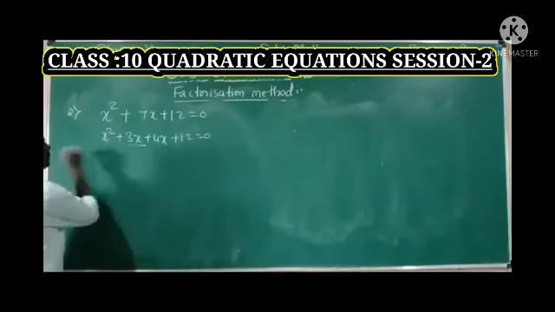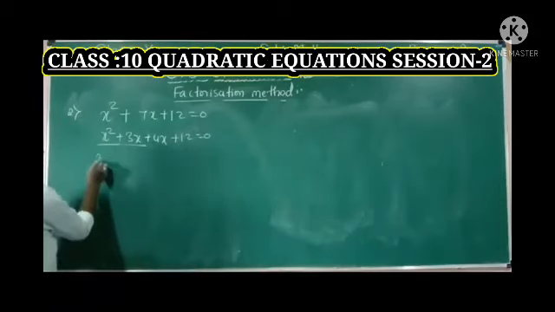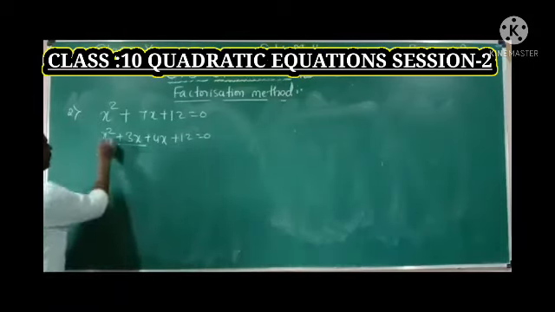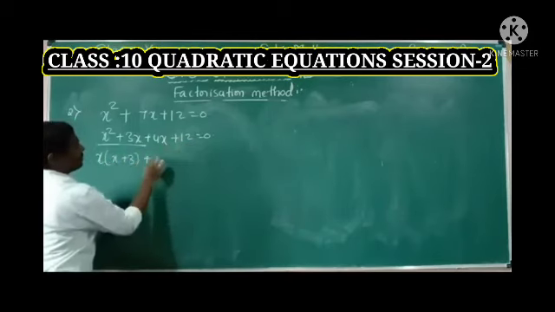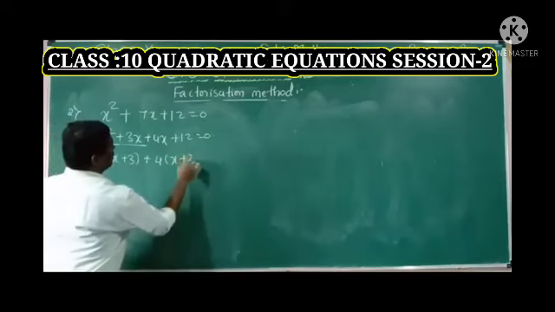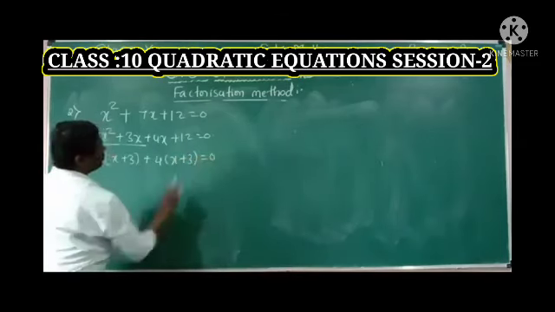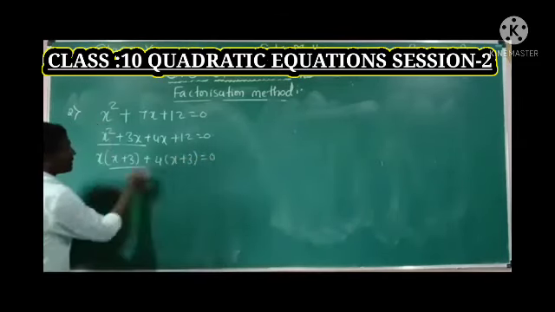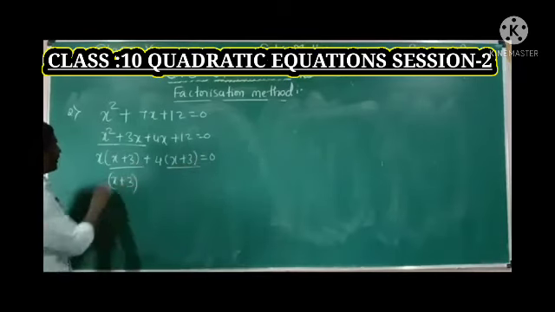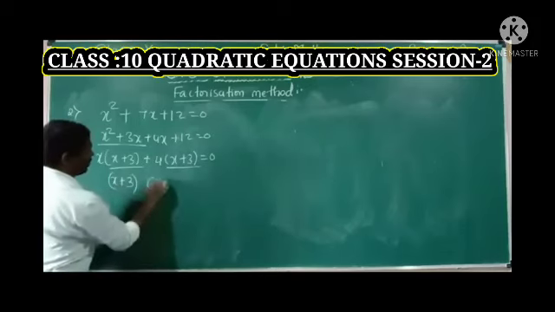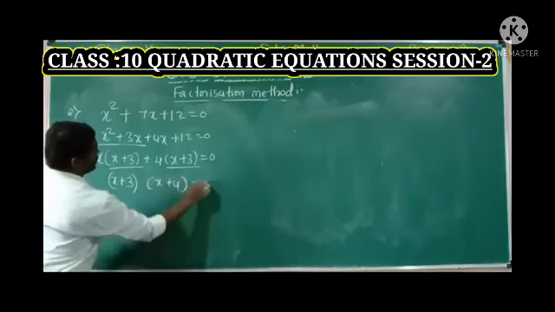In the first two terms, the common term is x. So take x as common, remaining x plus 3. In the last two terms, the common term is 4, x plus 3, which is equal to 0. Again, x plus 3 is common, so take x plus 3 as a common term, and the remaining non-common terms are x plus 4, which is equal to 0.